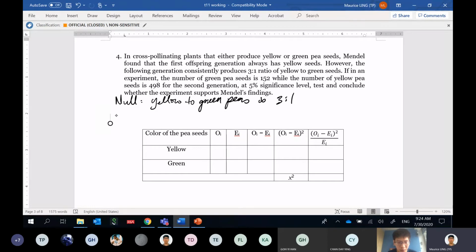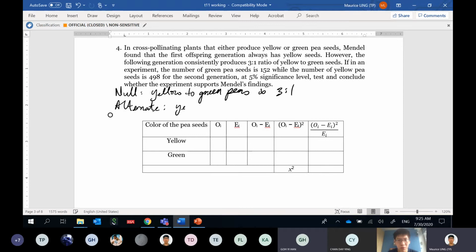Okay, so alternate hypothesis. The alternate is that the yellow to green pea is not 3:1. No. So yellow to green pea is not equals to 3:1. Okay. Now in this case, what is your degrees of freedom? Will it be 1? Yeah. Okay, degrees of freedom is 1 because 2 categories now.